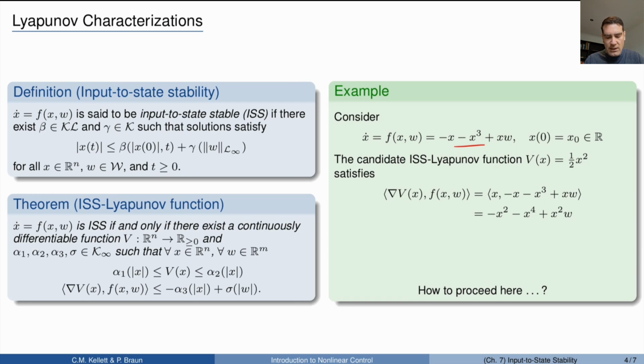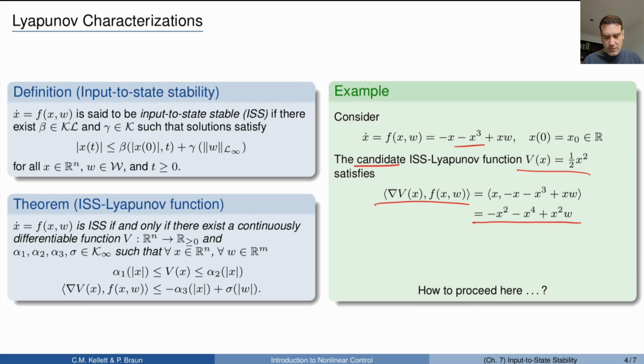And we start by assuming that there is an ISS Lyapunov function. So we define a candidate function and then want to show that it actually is an ISS Lyapunov function. And here we make the assumption that the Lyapunov function can be written as V of x equal to 1 over 2 x squared. If we then calculate the gradient of the Lyapunov function and calculate the inner product here, then we end up with this term.